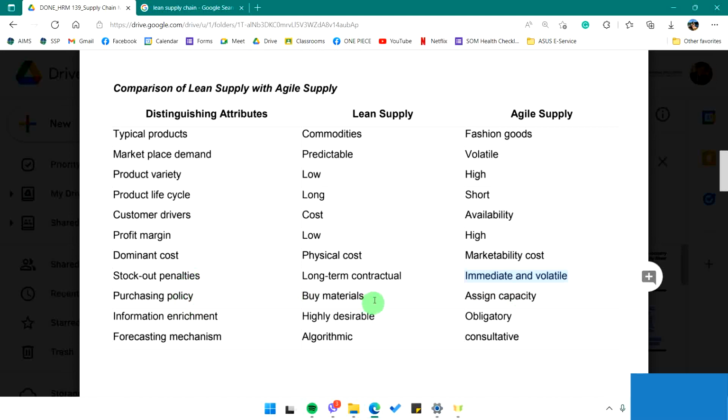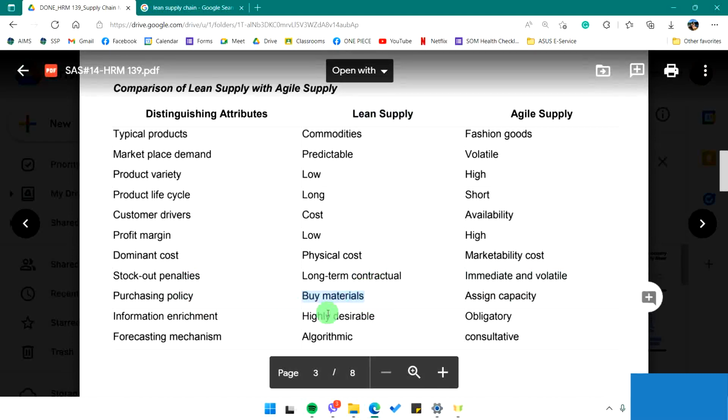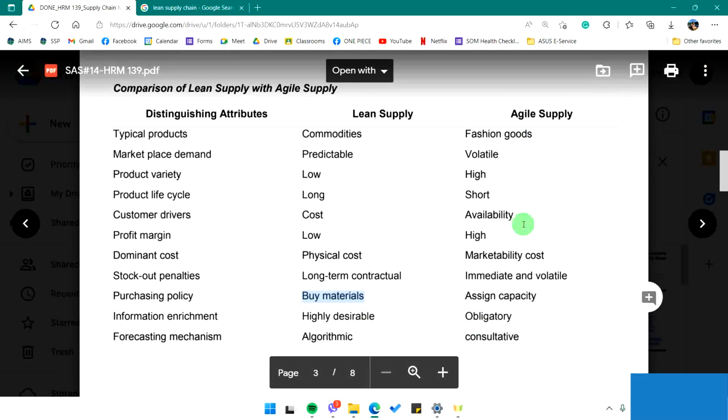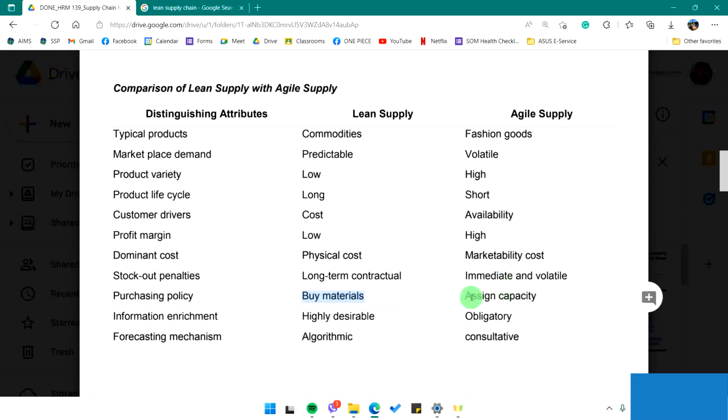Purchasing policy, usually pag lean supply chain, you always buy materials, you always buy resources. Whereas compared with agile supply chain, you are assigning capacity to different sectors of your supply chain. Kasi nga, di ba, since we are highly customizable, mataas ang variety na binebenta natin mga produkto sa agile supply chain, more or less doon tayo nag-focus sa kakayahan mag-adapt, the capacity to adapt, di ba? A specific part of a supply chain.